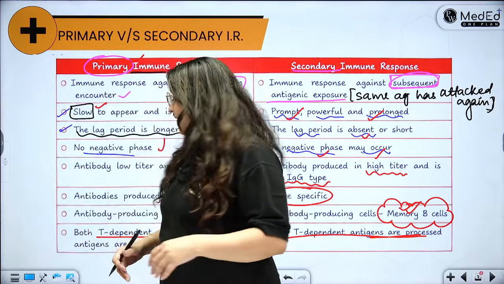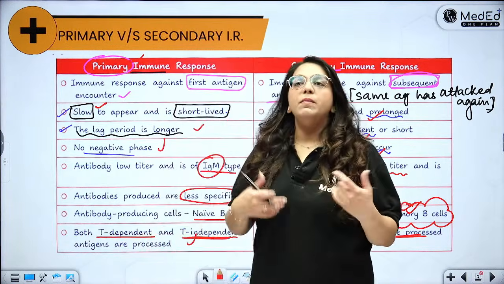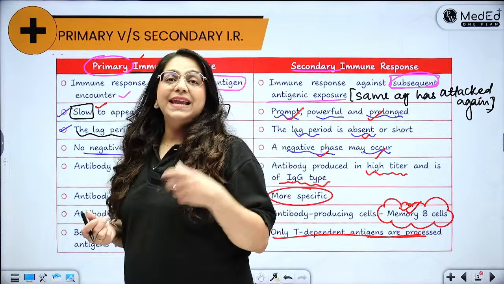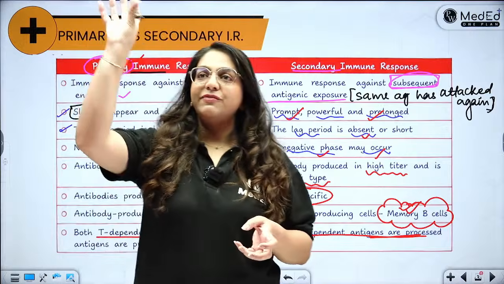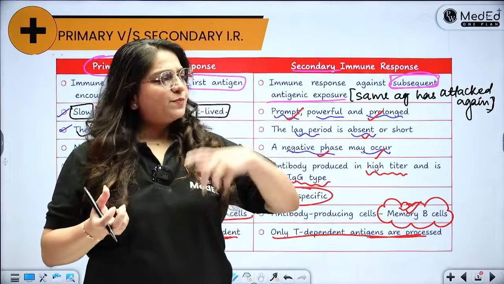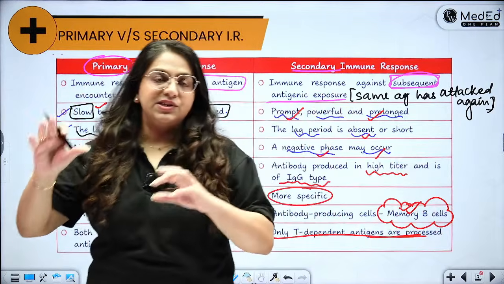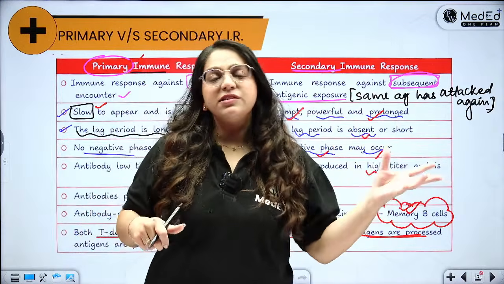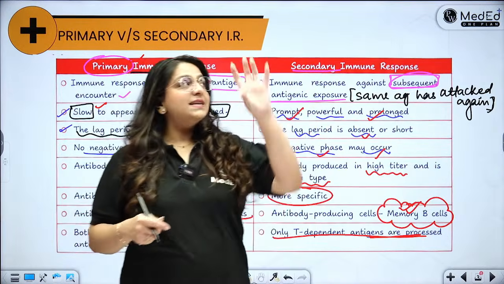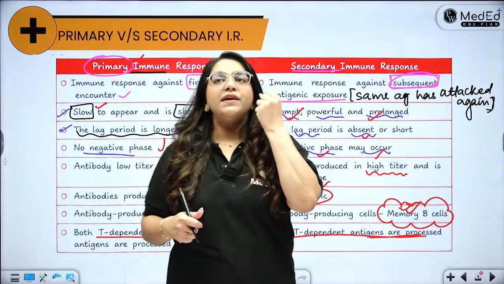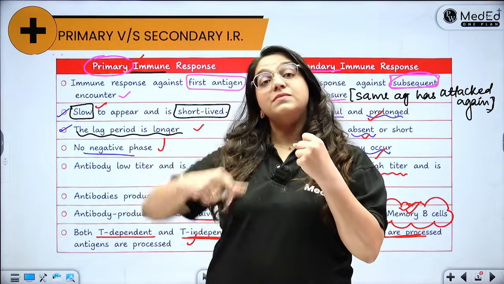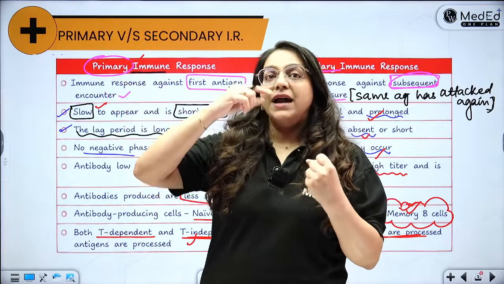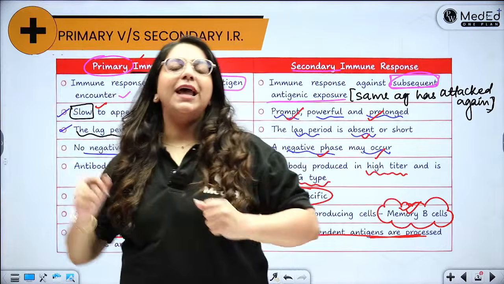Whenever a T independent response comes, a memory is not formed. T cell independent response basically means the B cell is identifying the pathogen, the B cell is producing antibody, and that's it. A T cell dependent response means a B cell is seeing the antigen, but it is not able to process it. Then the B cell becomes an antigen presenting cell and presents it to a T helper cell.